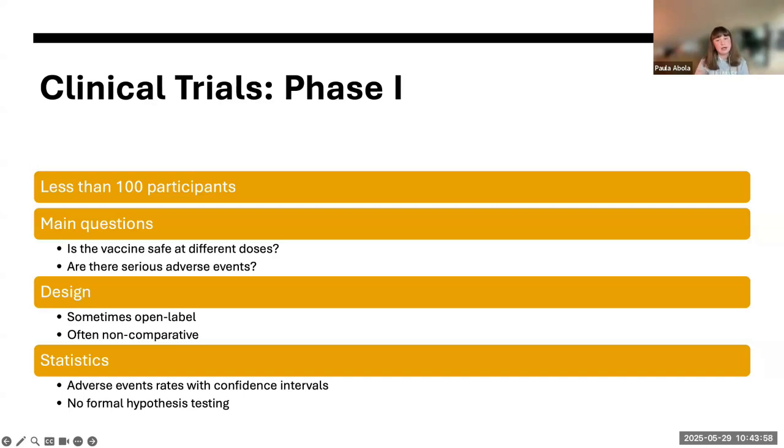In these early trials, we don't usually do formal hypothesis testing, so we don't have any t-tests or p-values, because the sample size is too small for meaningful inferential statistics, and we're mostly looking at descriptive statistics. We are focusing on detecting safety signals, any unexpected or severe side effects, and we're asking if this vaccine is safe to move forward to bigger studies that include more human participants. Of course, we're watching for anything dangerous and not trying to prove statistical differences yet.